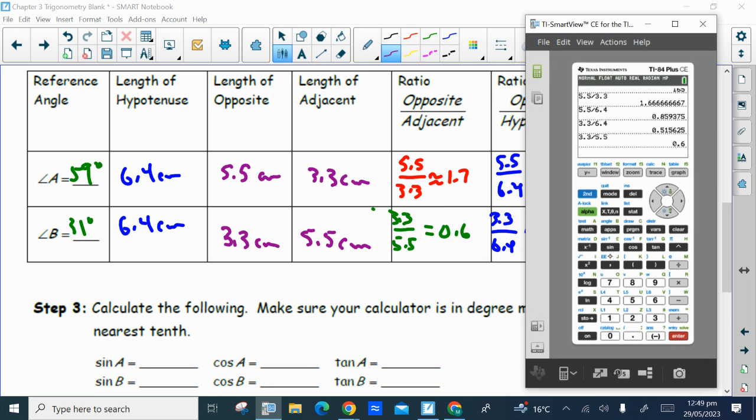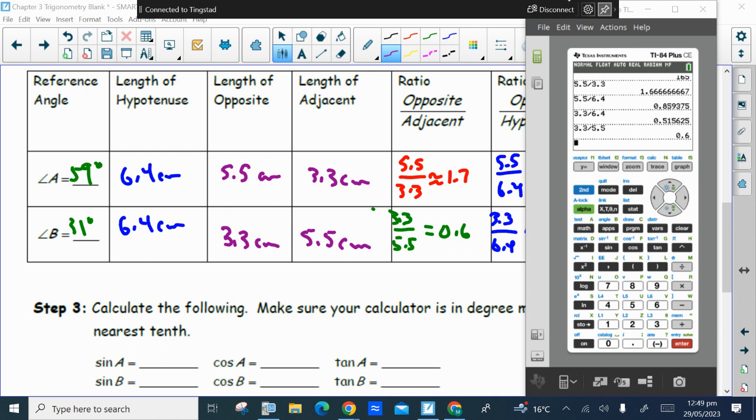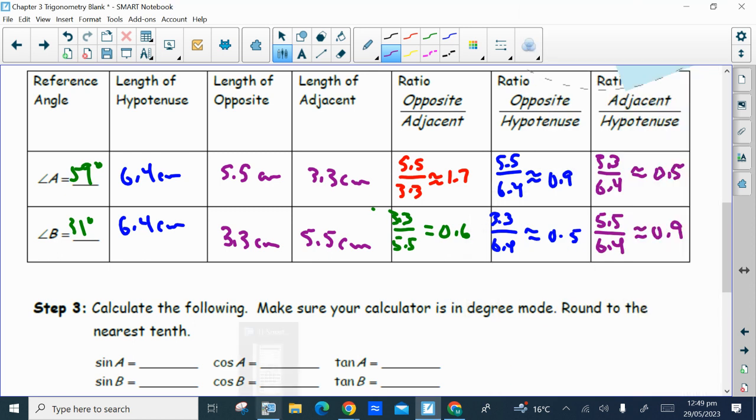Now, on your calculator, you need to find these three buttons. Sin, which stands for sine, cos, which stands for cosine, and tan, which stands for tangent. You need to find those three buttons because we're going to be using them in this chapter. In order for this to work, your calculator has to be in the correct mode. The correct mode for this is the degree mode.